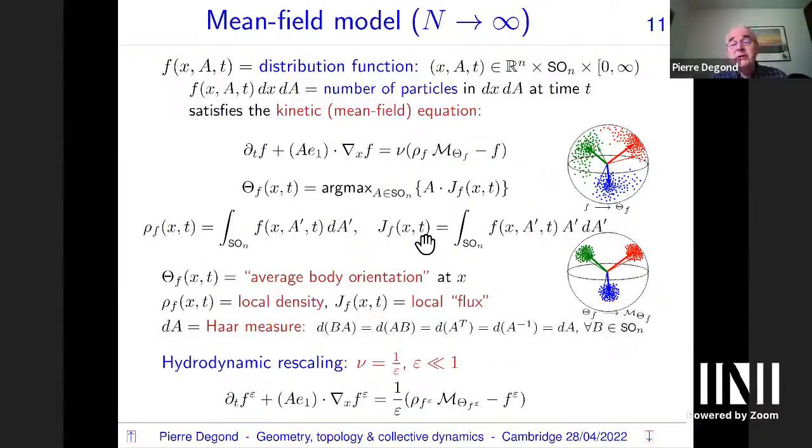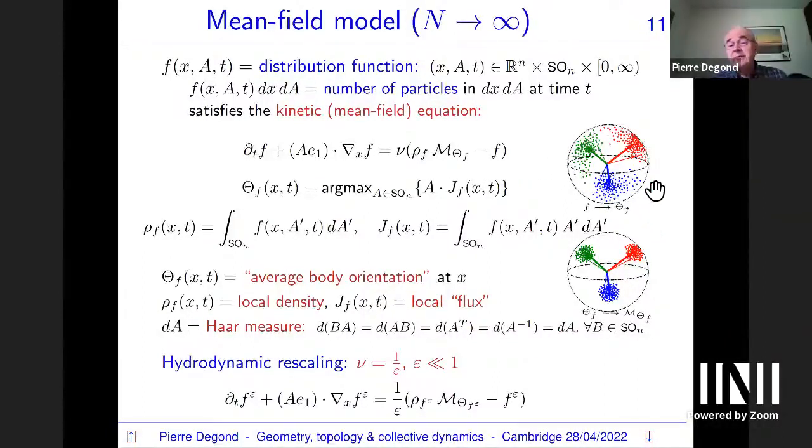So I first compute the body orientation flux, which is the integral of f against a prime, dA prime. This gives me a matrix, and from this matrix, using the polar decomposition, I form a rotation matrix theta f, which feeds into here. So basically, the process of going from f to m is exactly the same as before.